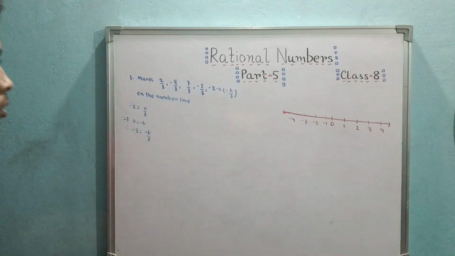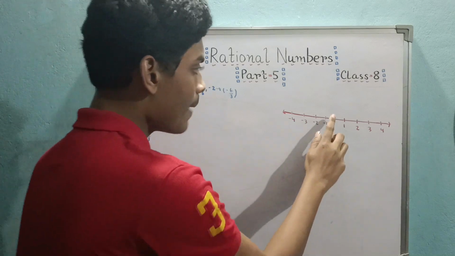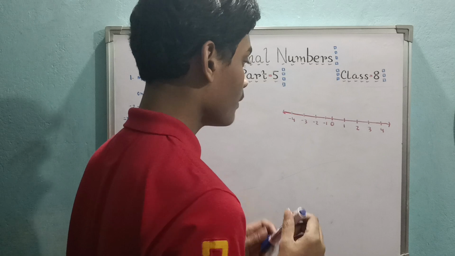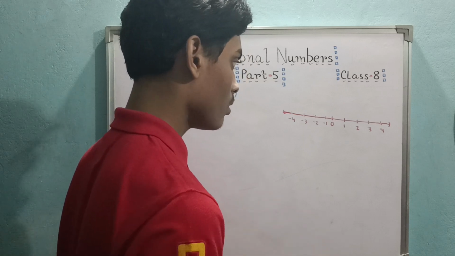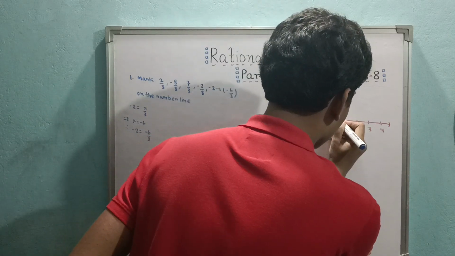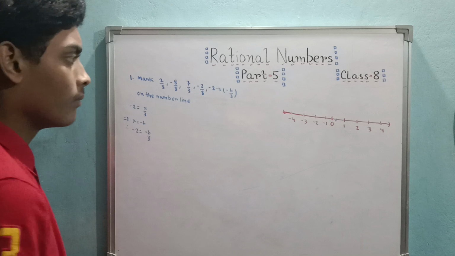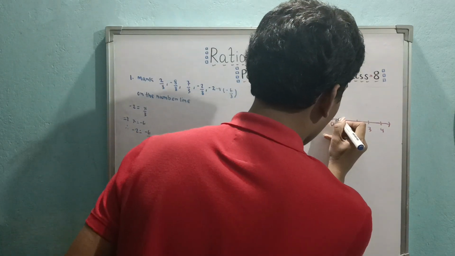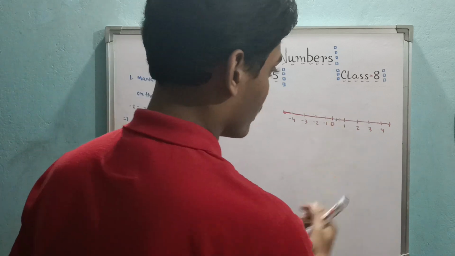Now you have to see that all the denominators are 3. So here I have 0, that is 0 by 3. After 0 by 3, what will come? 1 by 3. Let me give a bracket here, suppose this is 1 by 3. Then after 1 by 3, 2 by 3 will come. After 2 by 3, 3 by 3 will come, which is 1. Already it is given.